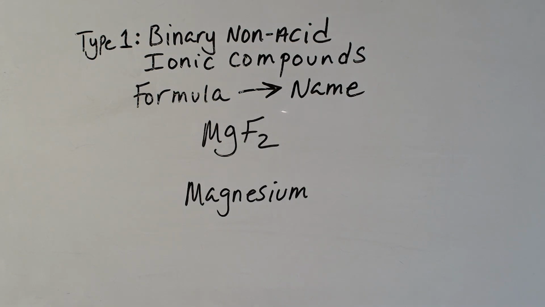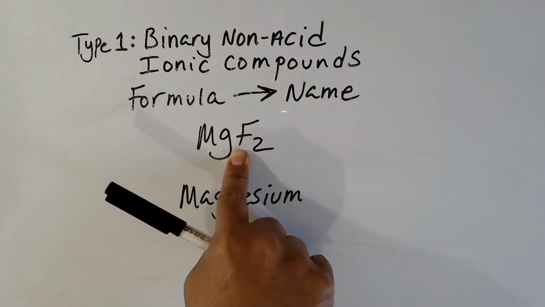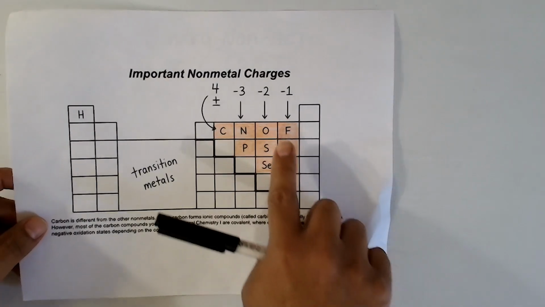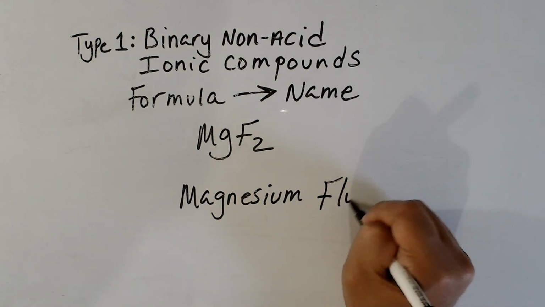Now, the second step reads, name the second element or polyatomic ion. If it's an element, change its ending to IDE. So this here, our anion derives from fluorine, but remember we're going to change its ending to IDE. So it's going to say fluoride.